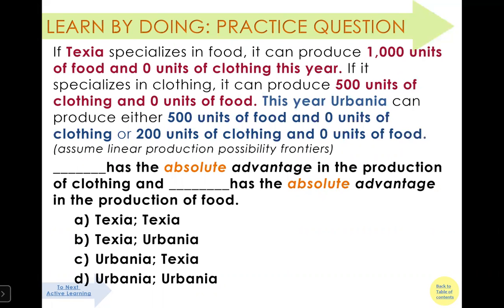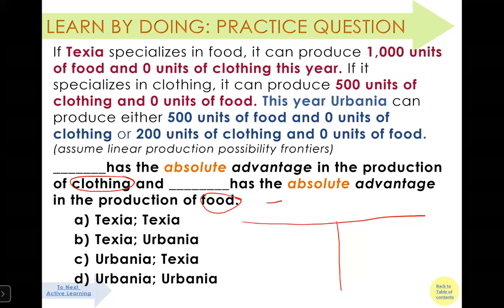If Texia specialized in food, it can produce 1,000 units of food and 0 units of clothing this year. If it specializes in clothing, it can produce 500 units of clothing and 0 units of food. This year, Urbania can produce either 500 units of food and 0 units of clothing, or 200 units of clothing and 0 units of food. Who has absolute advantage in producing clothing and who has absolute advantage in producing food?